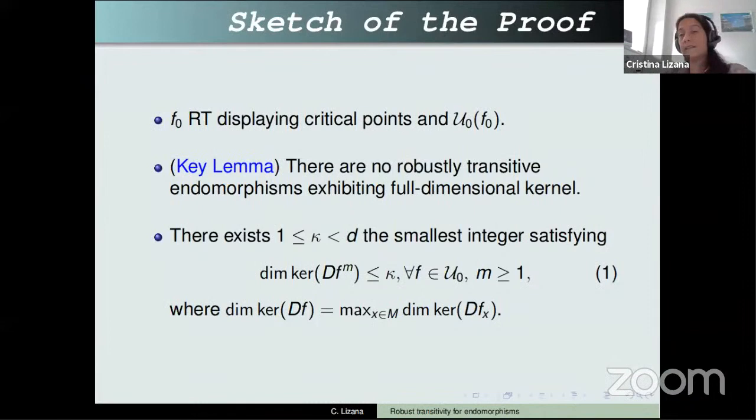So in dimension 2, it's easy to see that the candidate is the kernel of the differential. When you are in higher dimension, now you have to be careful, because changing from point to point, the dimension is going to be different. So for instance, in one point the dimension is 1, in another point it is 2. But when you look at the maximum, you know that this is strictly less than the dimension of the whole manifold.